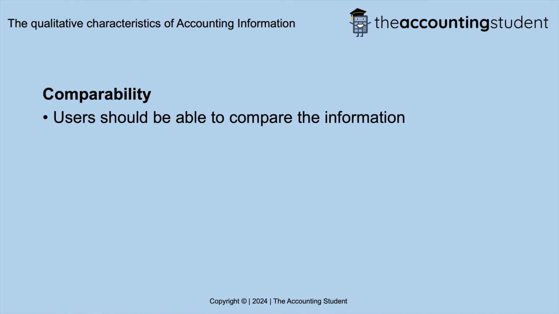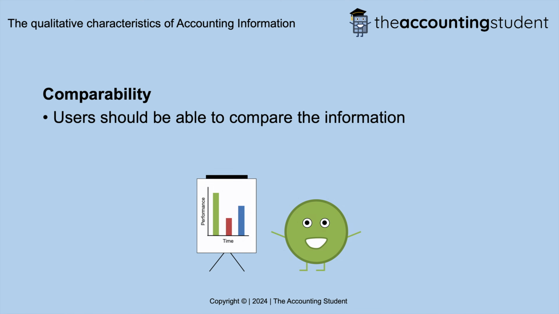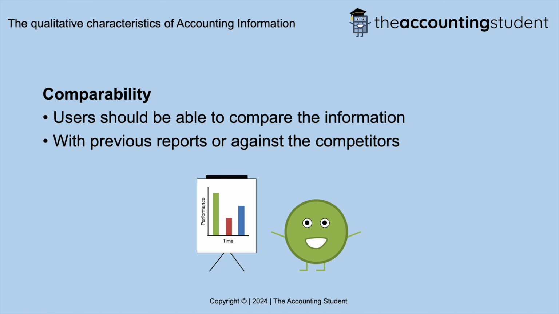The final qualitative characteristic is comparability. Users of the financial reports should be able to compare the accounting information, and this should be with either previous reports of the same business or against the competitors.